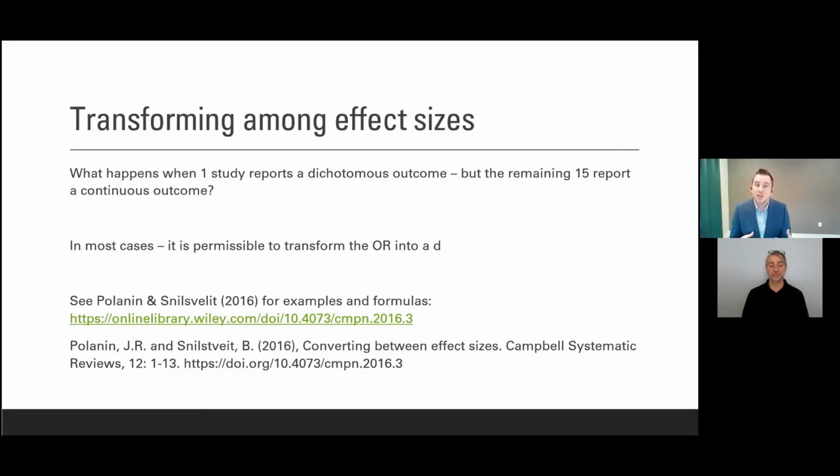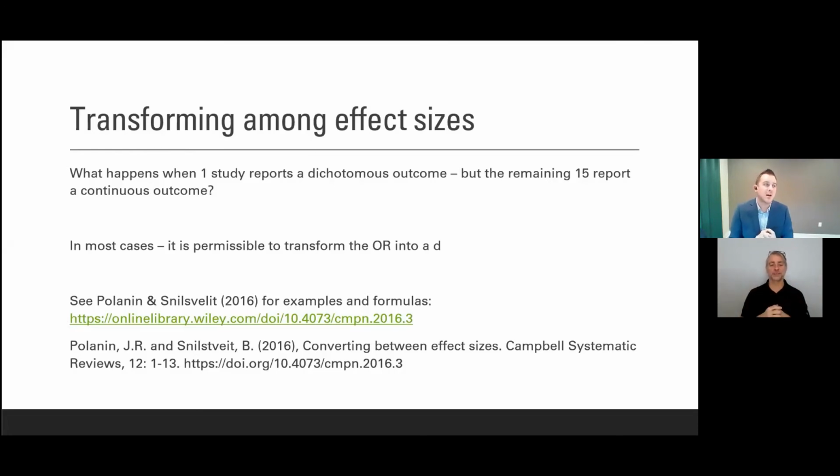The underlying assumption is that in both cases, the binary outcome and the continuous outcome, the outcome construct is the same. So as long as the binary outcome was a measure of achievement, and the continuous outcomes were all measures of achievement, it is likely permissible to transform the odds ratio into a d. Now, there are lots of different transformations available, and they largely depend on the type of outcome data that the authors used and collected, and how that information was reported.